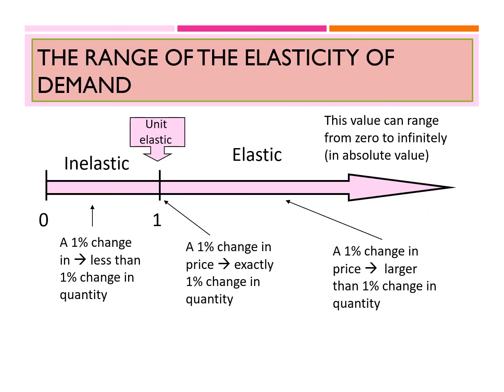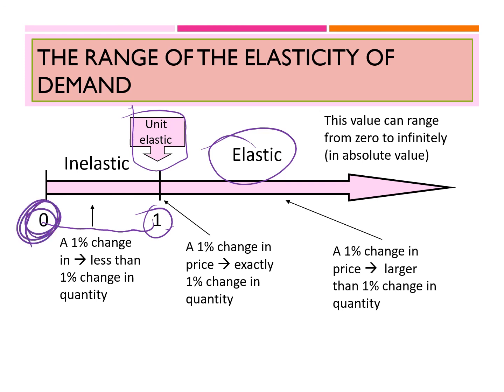Here is a summary of everything that we covered until now. The range of elasticity of demand: when you get an answer equal to 1, you would say this is unit elastic. Any answer between 0 and 1, it would be inelastic. An answer of 1 and greater, I will call elastic. An answer that is infinite, I would say it's perfectly elastic. And an answer which is exactly 0, I would say it is perfectly inelastic.